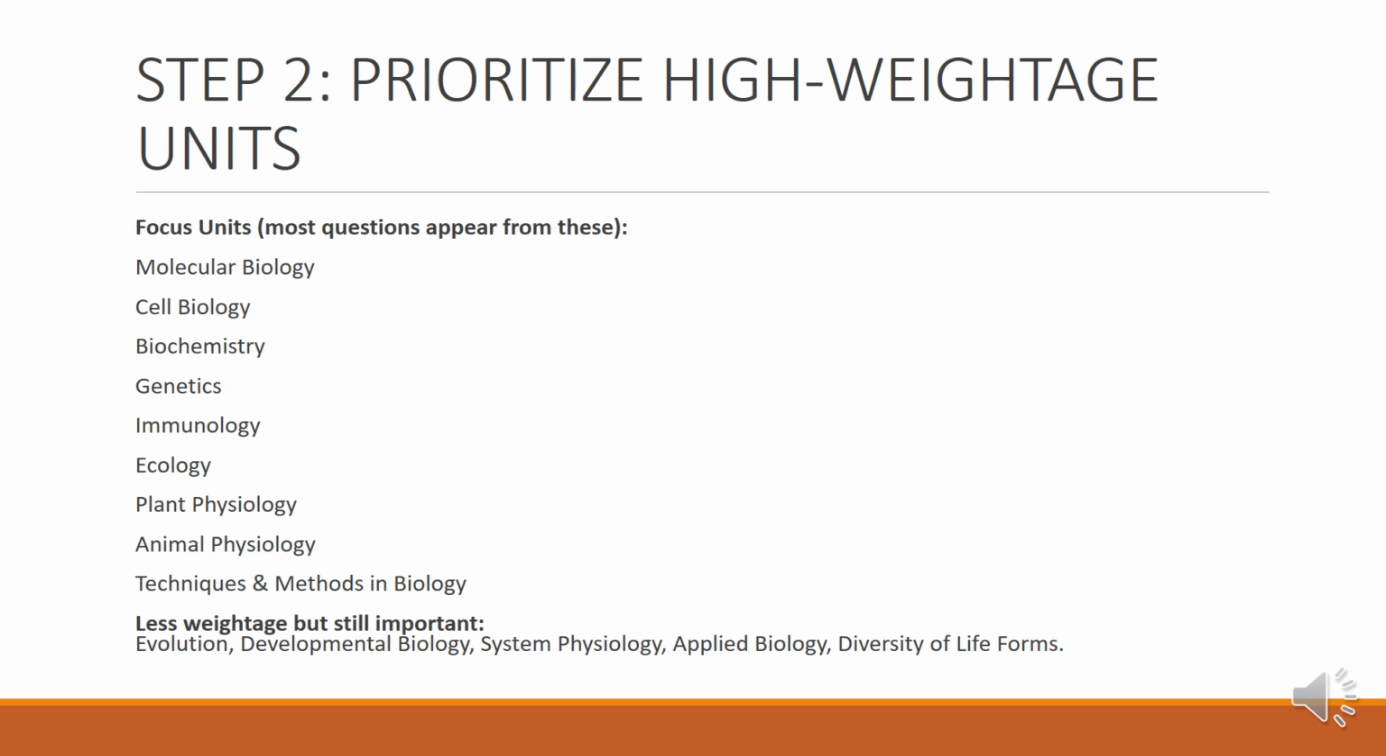Next, prioritize high weightage units. Let's identify the high weightage units. These are the game changers. Focus more on molecular biology, cell biology, biochemistry, genetics, immunology, ecology, plant physiology, animal physiology, and techniques in biology. The remaining units like evolution, developmental biology, system physiology, applied biology, and diversity of life forms are still important, but they usually carry fewer questions.